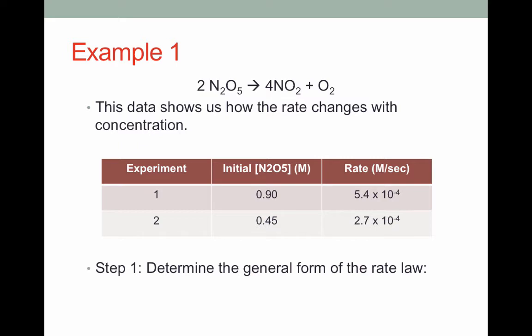Step 1 told us to write the general form of the rate law. The general form of the rate law just fills in the reactants in the rate law, but doesn't fill in X, Y, or K. So here we would just write rate is equal to K times the concentration of the reactant raised to the power of X, X being the order, which we're going to determine in the next step. So that's our general form of the rate law.